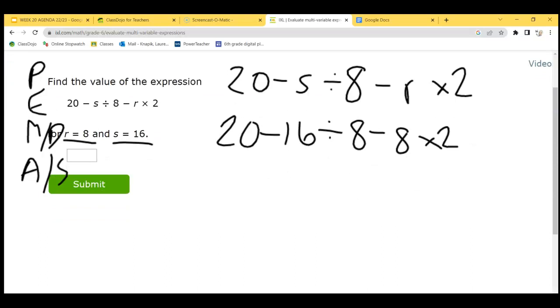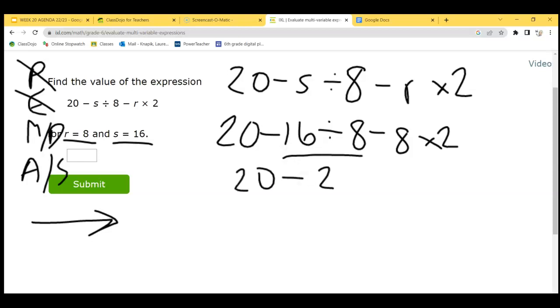First step, do we have any parentheses? Nope. Do we have any exponents? Nope. Do we have any multiplication or division? We do. Now remember, it doesn't matter whether it's multiplication or division that's first, you always go left to right. So 16 divided by 8 is our first multiplication or division. That is 2. And then you're going to bring down the rest of your expression.